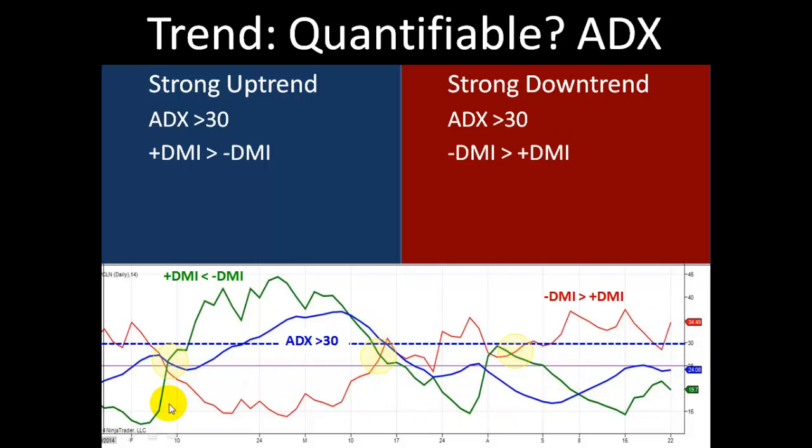I'm not going to spend a lot of time on this. I just wanted to throw it out for those of you who like a hard right edge in identifying the trend. The ADX is the blue line, so whenever it's above 30, you've got a strong trend. When you've got a positive DMI, the green line, above a negative DMI, the red line, you've got an uptrend. When the reverse occurs, you've got a strong downtrend.